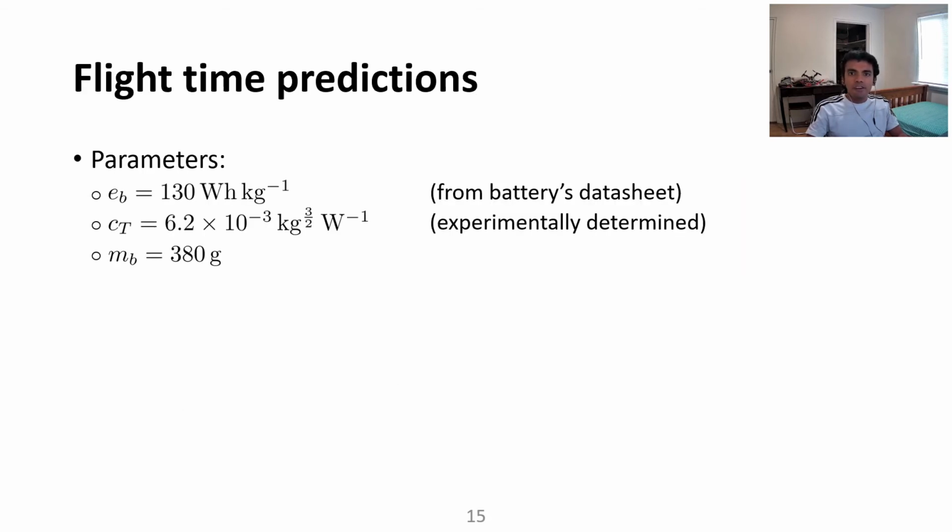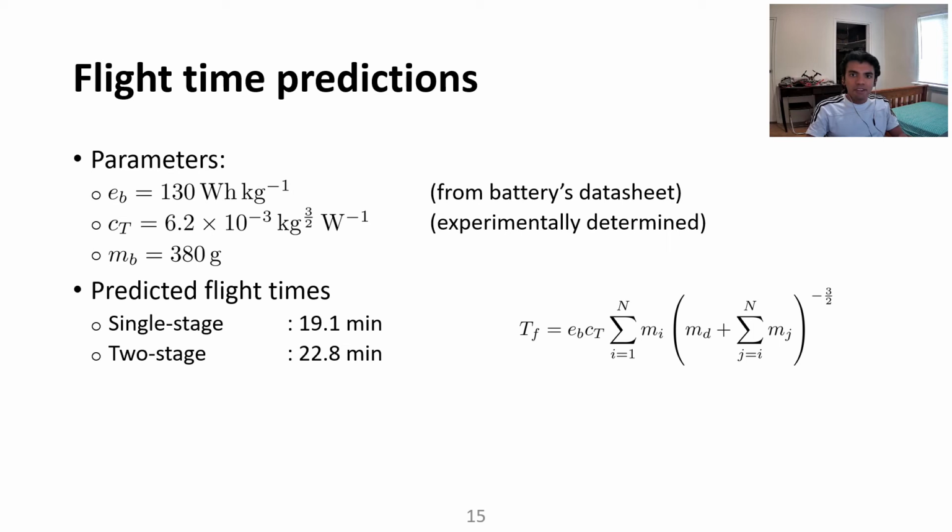Before the experiments, let us see the predicted flight times from the analysis. We use the parameters shown on this slide, which are obtained from datasheets or experimentally. Then using this formula, we predict flight times of about 19 minutes for the single stage case and about 23 minutes for the two stage case.